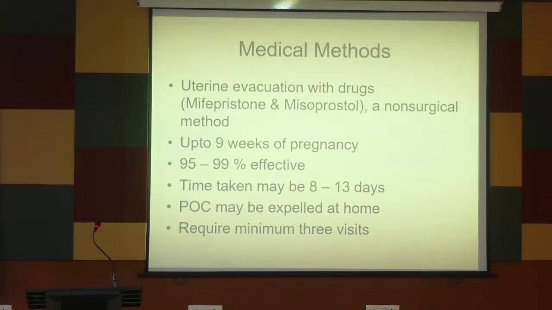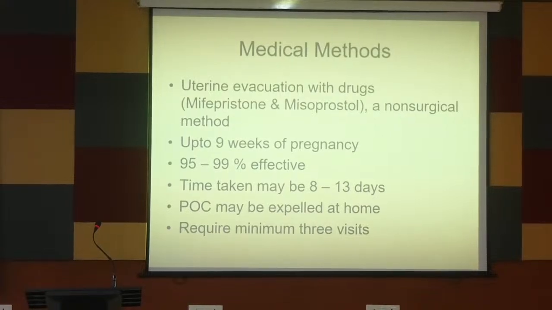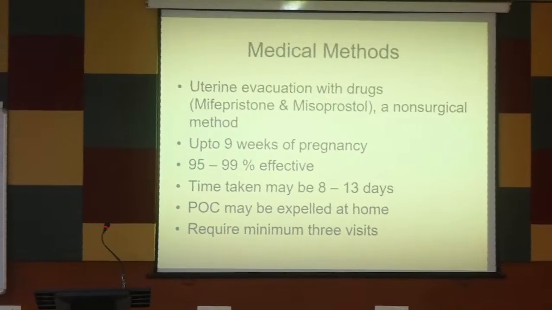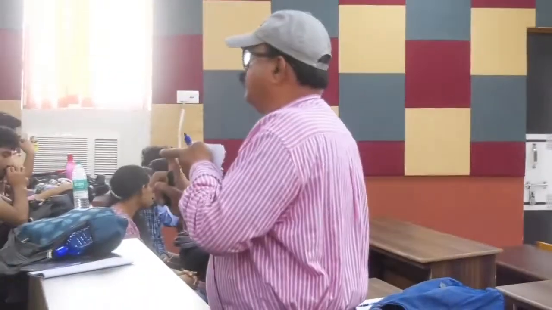Medical methods. What are the medical methods of termination? Up to 9 weeks you can do, where the products of conception is very small. You can use prostaglandins, misoprostol, mifepristone alone or in combination, then she aborts. But you have to be very careful. Why? We have seen patient goes into bleeding. I have seen patient goes into rupture.